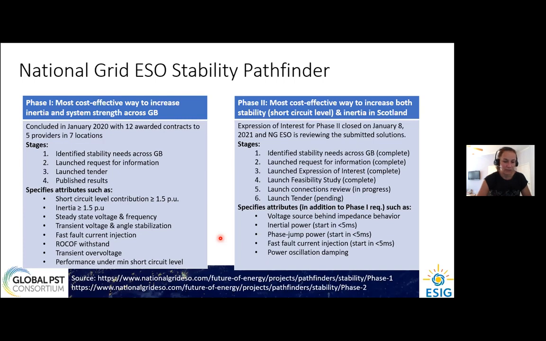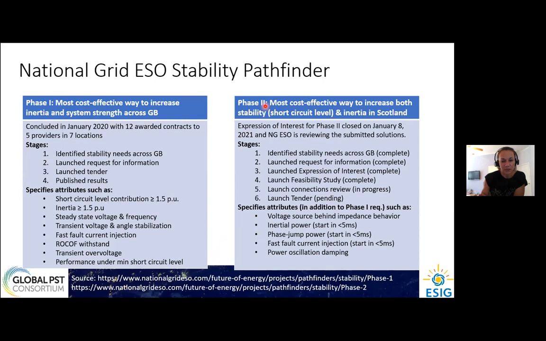But as Pathfinder phase 1 progressed, they decided that there was not enough information available yet about the ability of inverter-based resources to provide the services, and so they limited it to existing technologies. And as a result, they awarded 12 contracts in 7 locations to 5 providers, and they were all synchronous condensers. And here you can see the list of requirements. I think in the interest of time, I'll just keep going and jump onto phase 2.